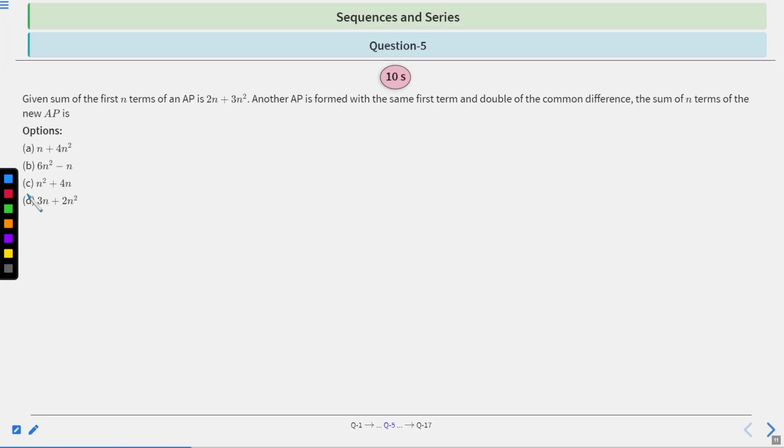Let's move to question number 5. Given the sum of the first n terms of an AP is 2n plus 3n square. Another AP is formed with the same first term and double of the common difference. The sum of n terms of the new AP is. So let's move to the solution after 10 seconds.